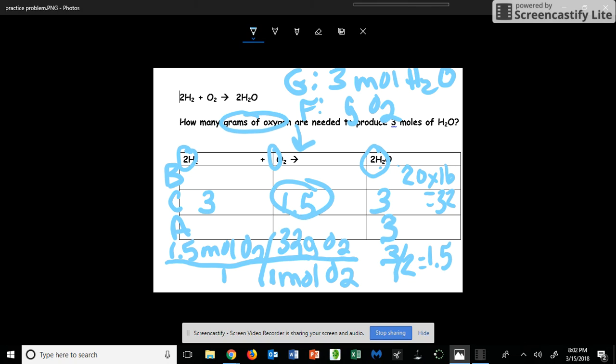That's your molar mass. Then you multiply the top row, 1.5 times 32, which is 48. Then you multiply the bottom row, 1 times 1. And then you divide at the end. So my answer is 48 grams.